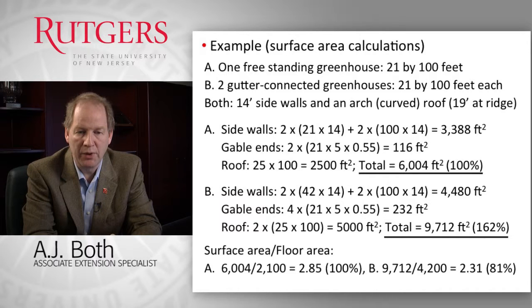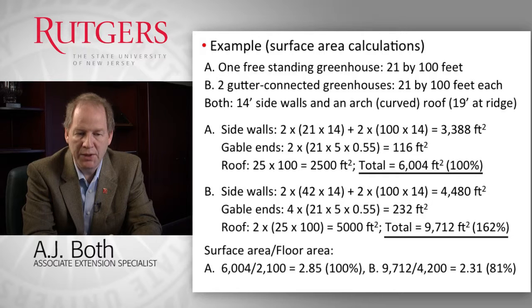So I'd like to go through a simple example where we look at two different greenhouses. One is a freestanding greenhouse, 21 feet wide by 100 feet long, and one is a gutter-connected greenhouse where we have two of those greenhouse sections attached to each other. So each section is 21 feet wide by 100 feet long. Both have 14-foot sidewalls and have an arched or a curved roof, and the roof peaks at 19 feet.